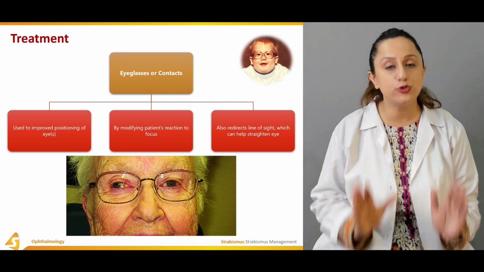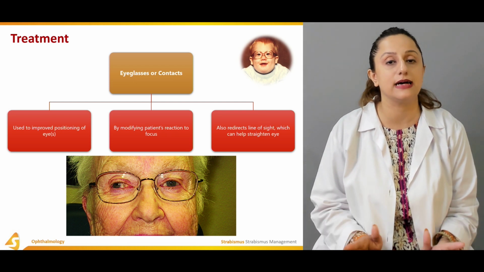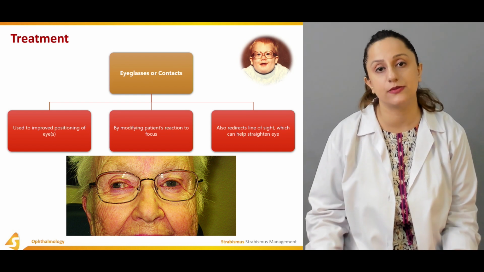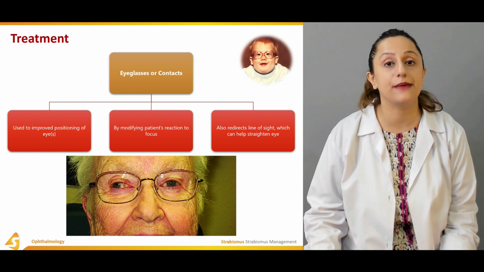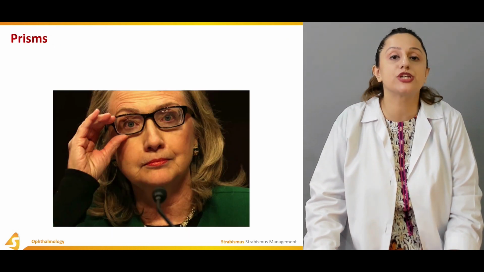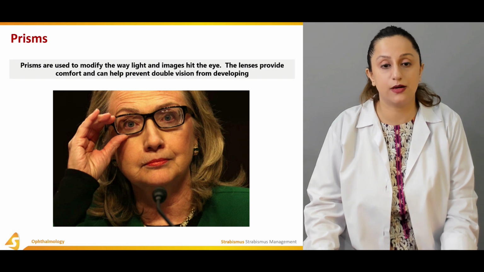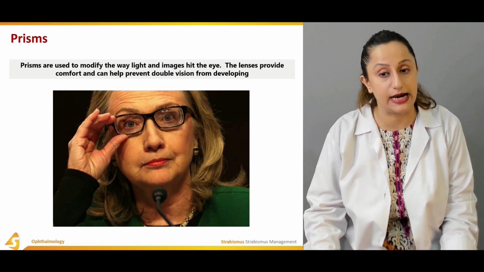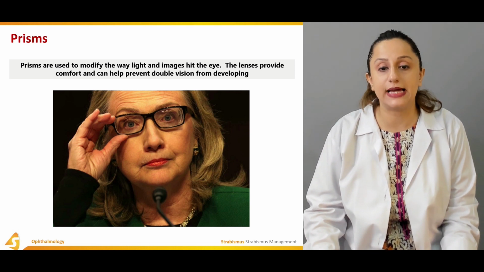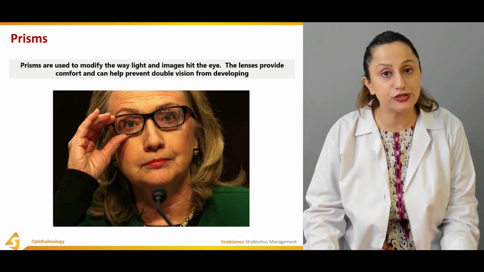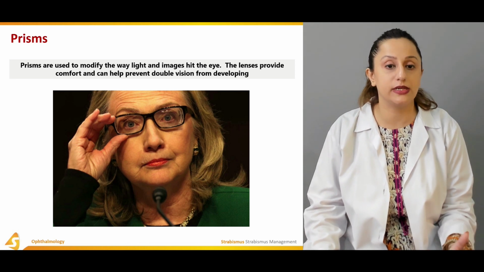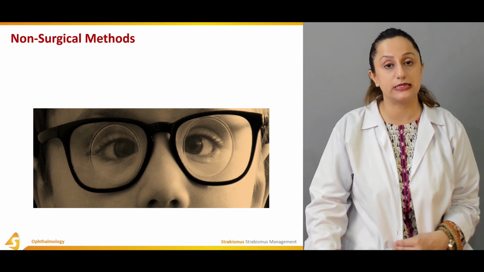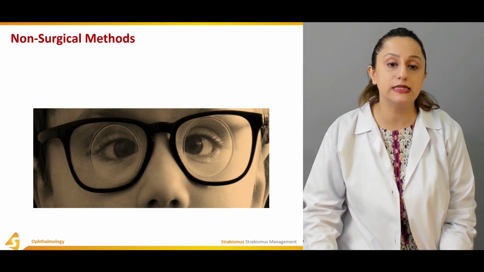So one of the ways is the use of specs, the spectacles, the eyeglasses, or the contact lenses to lower down the refractive errors in both of the eyes. So to lower down the amblyopic conditions, or the conditions which can lead to amblyopia in a person. Prisms are used to modify the way light and images hit the eye. The lenses provide comfort and help prevent double vision. So this is one of the treatment modalities which we can observe in these children or even in the adults.